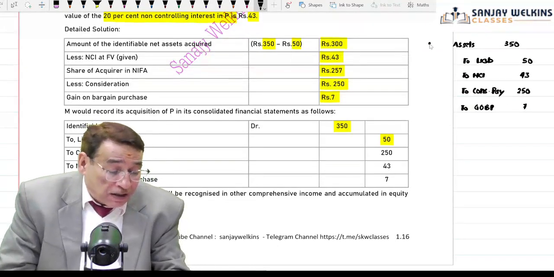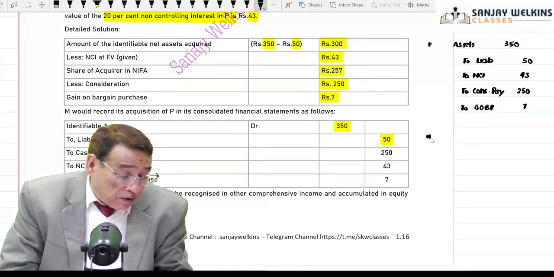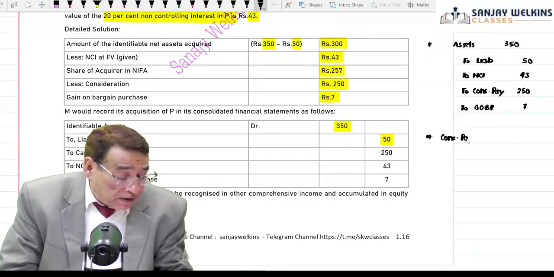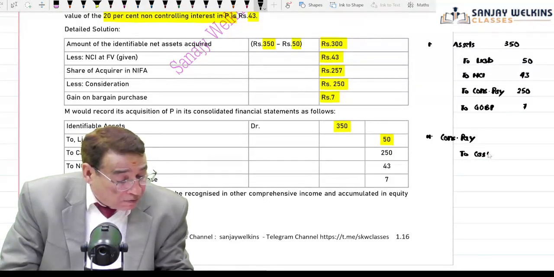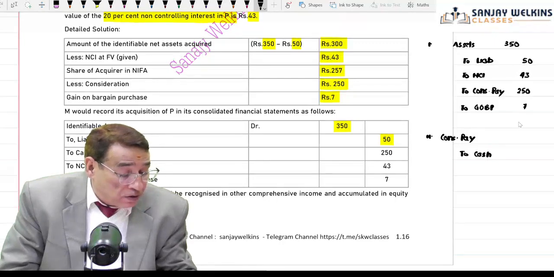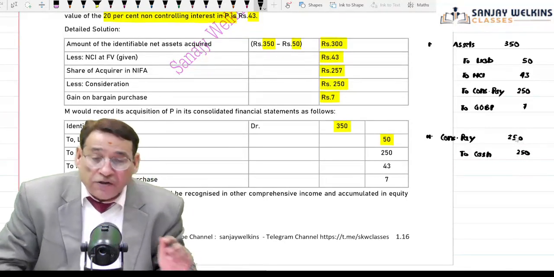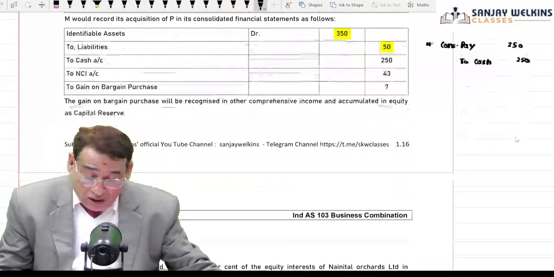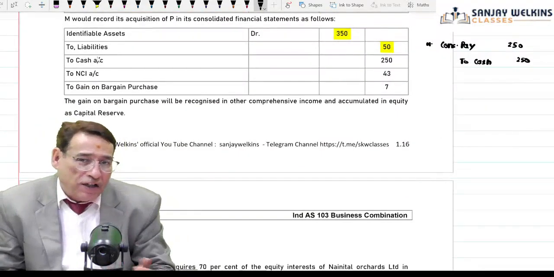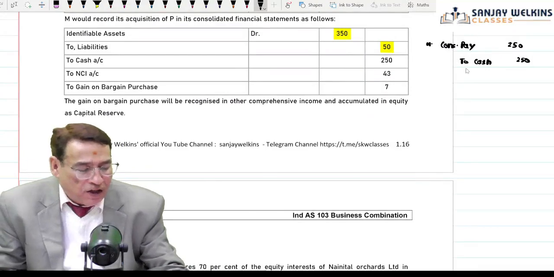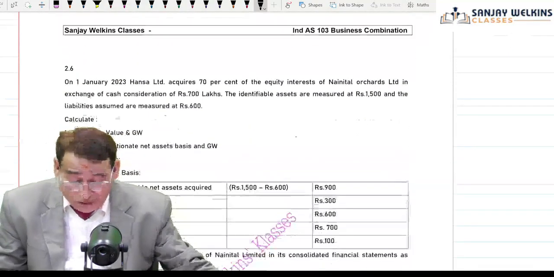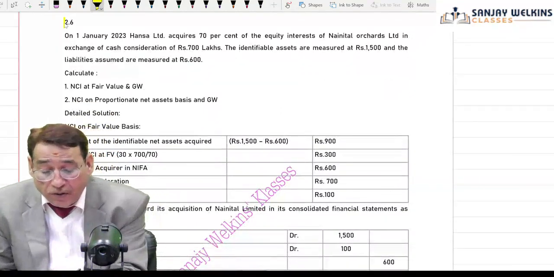And then you pass another entry to discharge the amount of consideration. Consideration payable account debit to cash account, and that is equal to 250. So this is how you need to pass the entry. Is it clear to you? Actually, you can directly write cash because you are delivering the consideration in cash, but still I would love you to follow this approach. And then 2.6. We come over to 2.6.